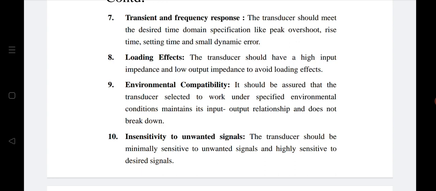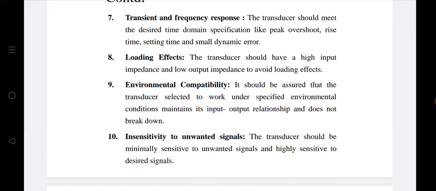The next one is environmental compatibility. It should be assured that the transducer selected to work under specified environmental conditions maintains its input and output relationship and does not break down. When I select a particular transducer for a particular environment, and I've given some input and output relationship, that should remain the same continuously, and it should not break down. That is what we call environmental compatibility.